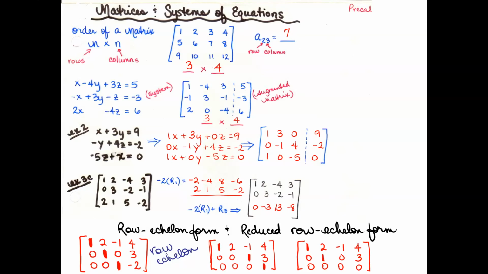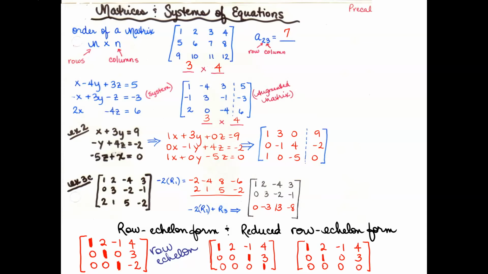Now, look at this for just a second. What is the system that goes with this augmented matrix? It would be 1x plus 2y minus z is equal to 4. No x plus 1y plus no z is equal to 3. No x, no y, 1z is equal to negative 2.